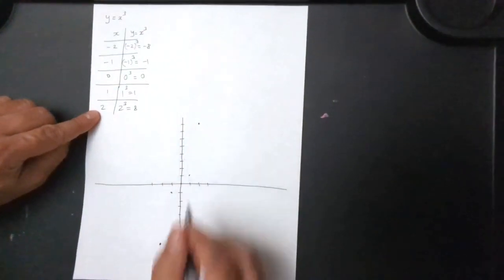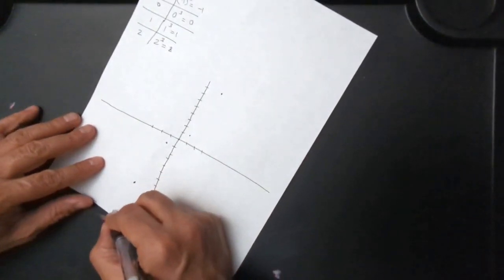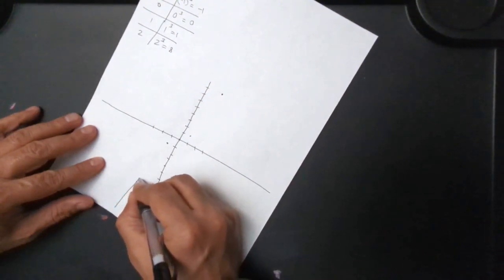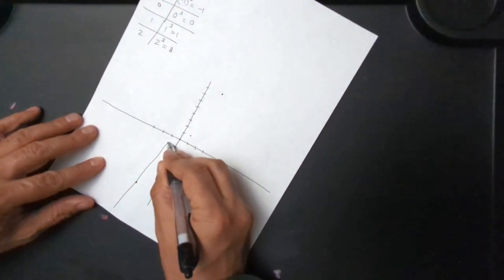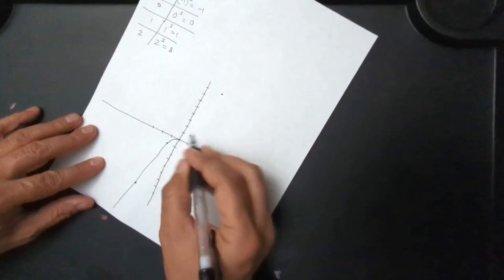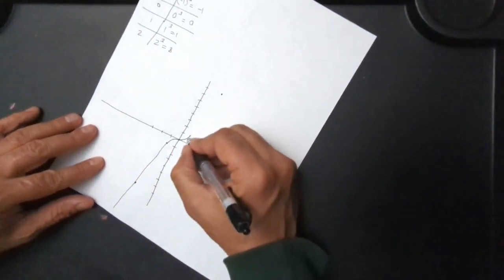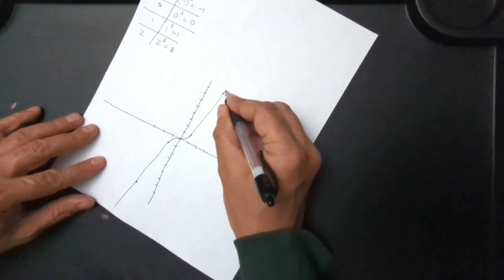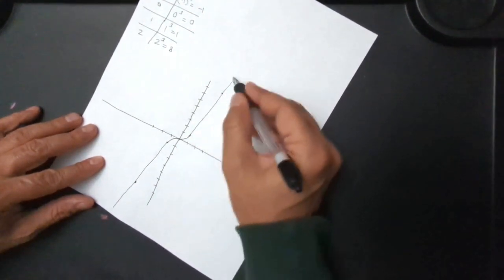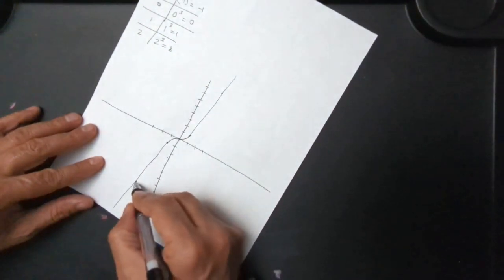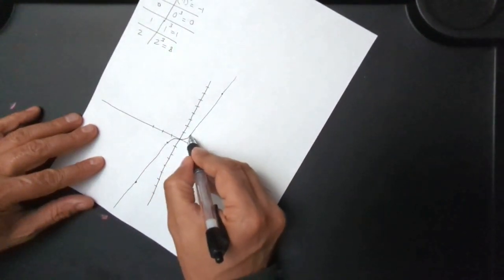So the graph of this function is going to look something like this. These are not going to be straight lines, but you get the idea. It's going to be an increasing function passing through this point, this point, this point, this point, and this point.